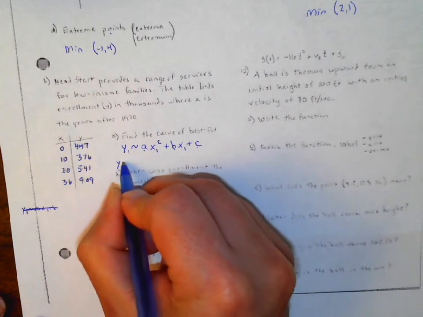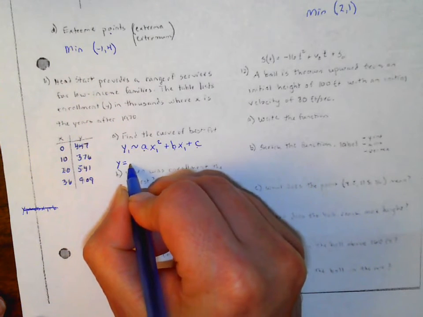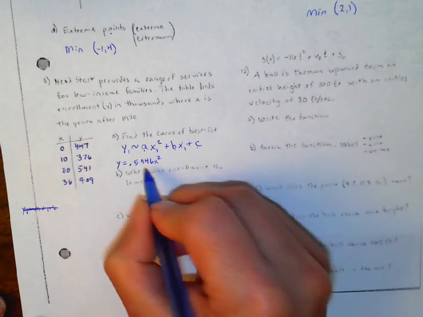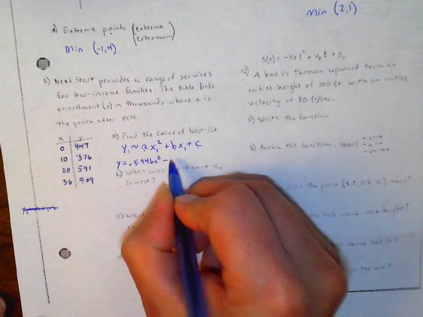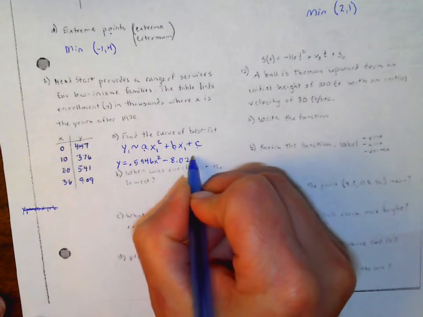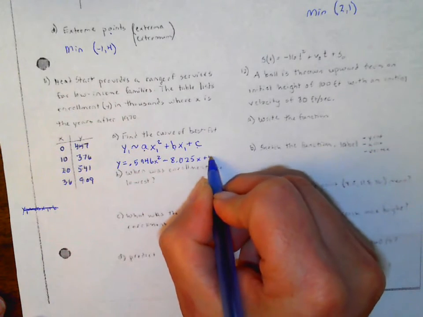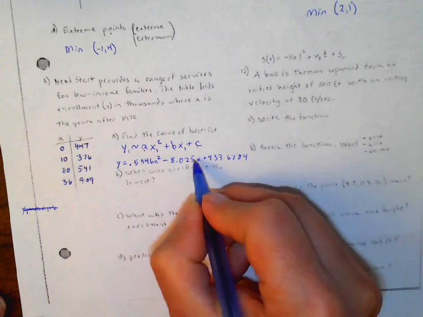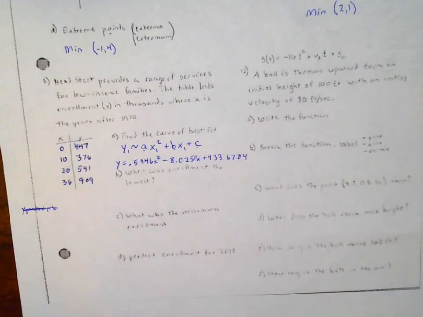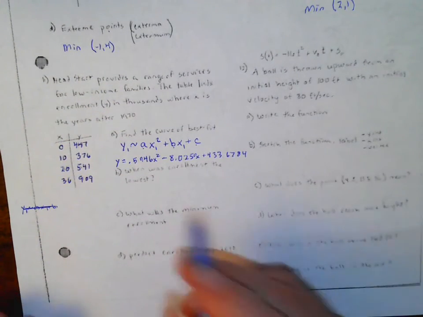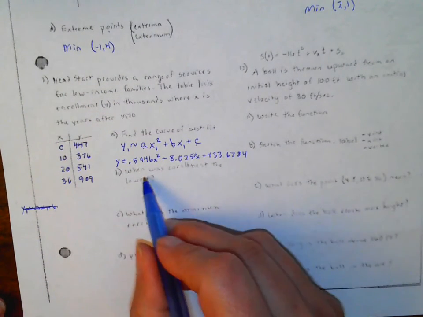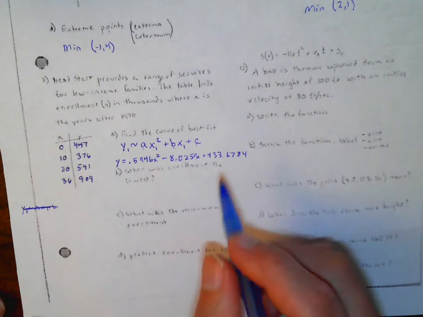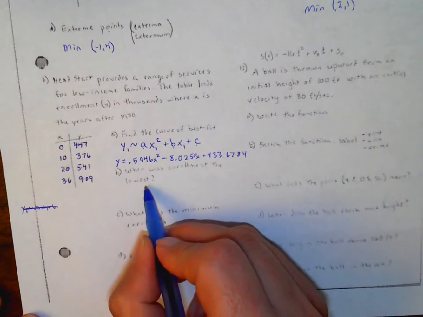So the equation is roughly going to be 0.5946 x squared. If you go to a different decimal, that's fine too. Minus 8.025x plus 433.6784. Okay, so that's a 0 there. So I went 4 decimals. You can go 2 decimals or whatever. I don't really care. Okay, the more you do, the more accurate it will be. When was enrollment the lowest? So if we want to make a prediction, according to the model, we want to know where it's the lowest.